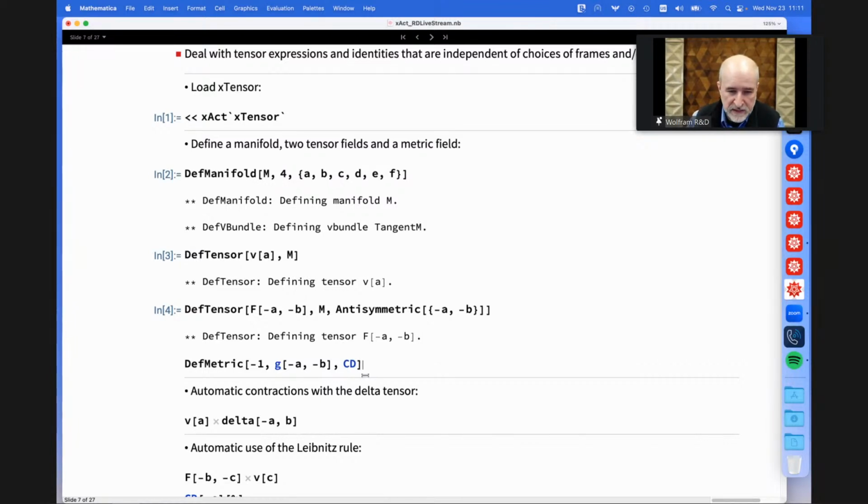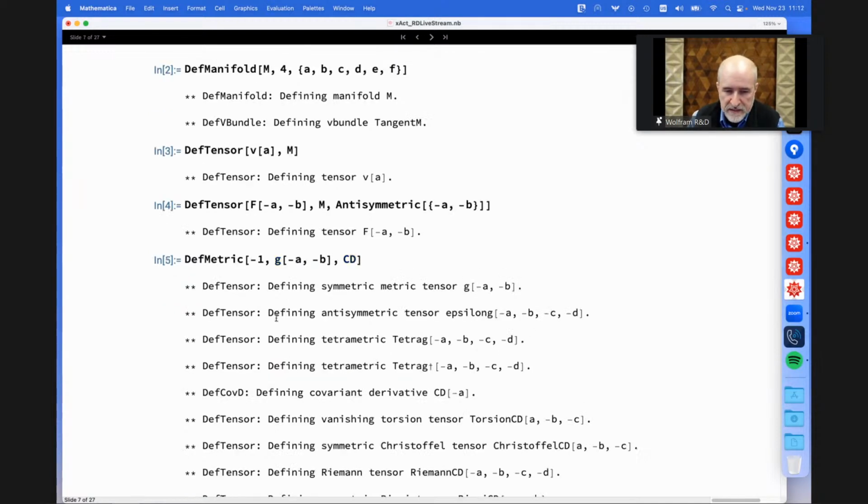Now we are going to define the other fundamental element in general relativity, which is the metric field. This means we have a metric whose determinant is negative. It's going to be called g. And of course, metrics are covariant tensor fields. And the Levi-Civita connection, the unique torsionless derivative that gives 0 on the metric, is going to be called CD. So lots of things are defined together.